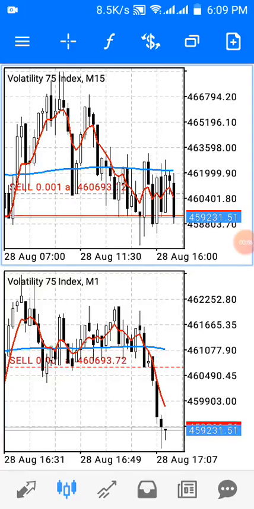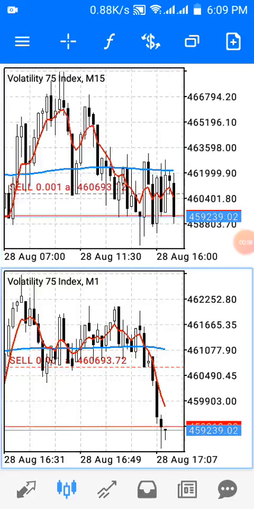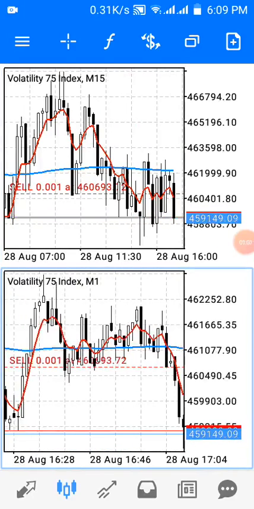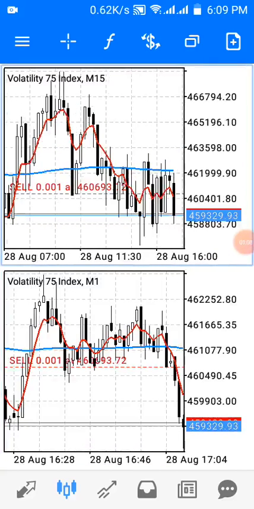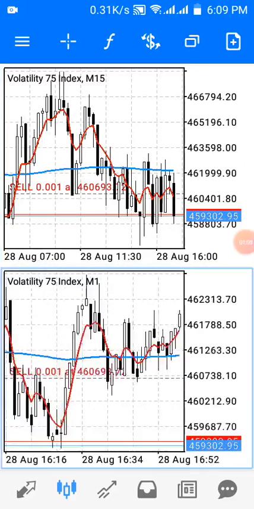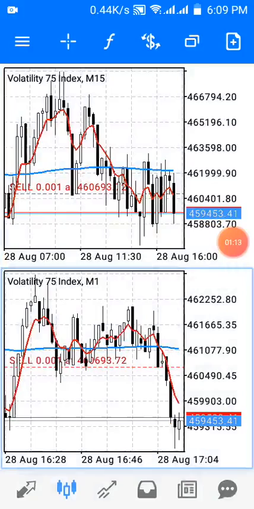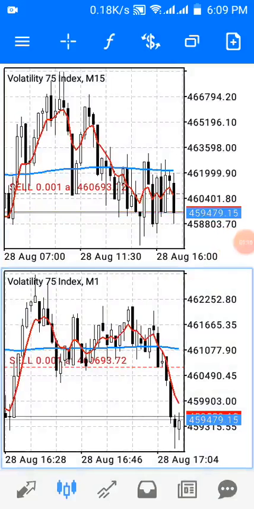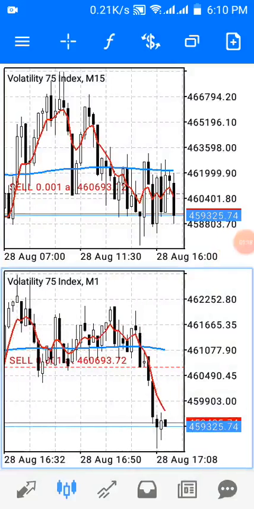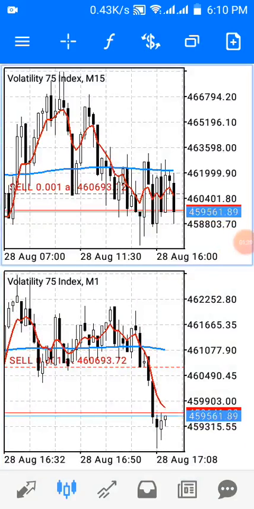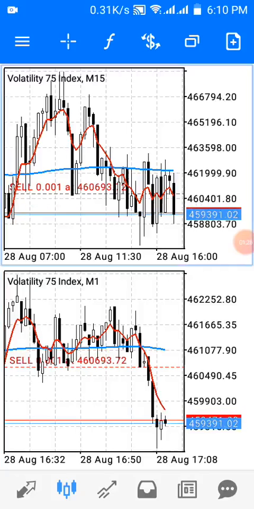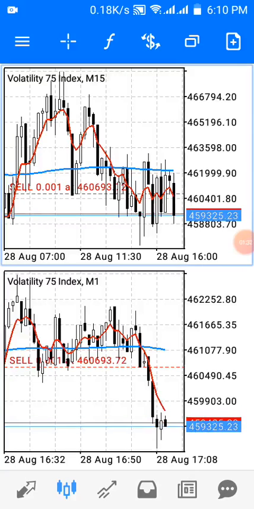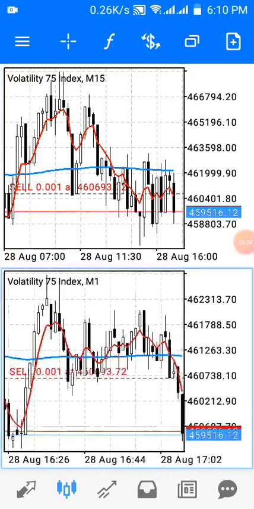I have two windows on the screen. I have Volatility 75, 15 minutes time frame on the upper window, and 1 minute time frame on the lower window. So the way this strategy works is allow the red line on the upper window to cross down on the blue line. Then I wait for the red line on the lower window to cross down on the blue line. Then I take my trade just like I have on the screen.